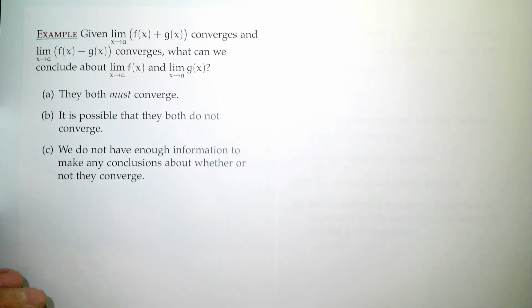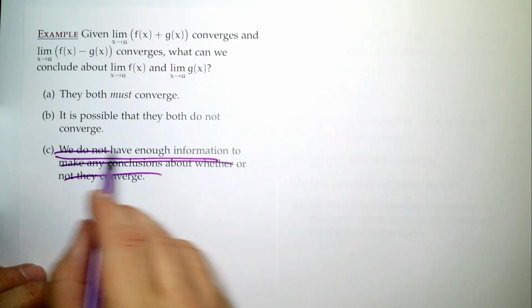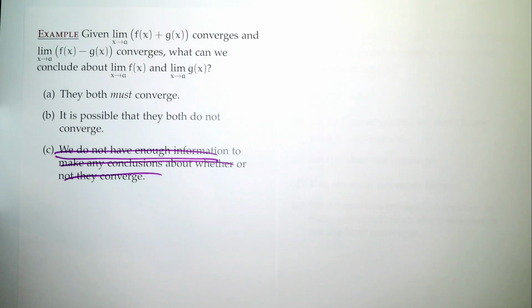It turns out it's not C. I'll tell you that much. You do actually have enough information to figure it out. So you either have A or B. So what's A? They both converge, or it's possible that they both do not converge. What do you think? Do they both have to converge, or could there be some weird situation?